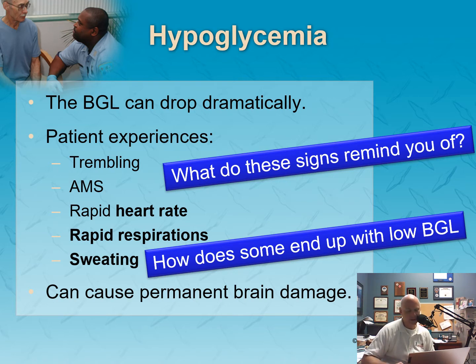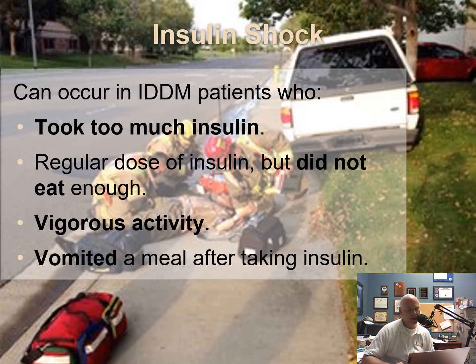And how does somebody end up with a low blood sugar? Pretty easy stuff. They can take too much of their insulin. They can take the normal amount of insulin, just not eat enough. Taking the normal amount of insulin, maybe eating a little less than normal, and then following that up with some vigorous activity would be another one. And just being sick can be anything that changes the metabolism of the body. That can lead you to having increased metabolism and then burning off some of your sugar, and that could do it.